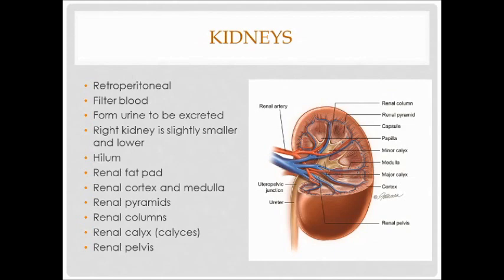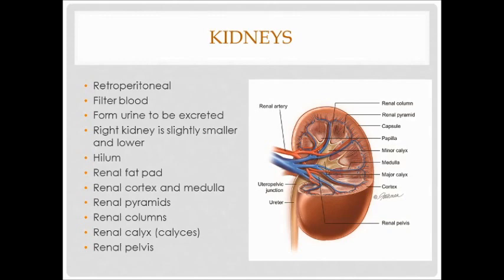The kidneys are located in the retroperitoneal space in the abdomen, which means behind the peritoneum. So we're thinking behind the intestines, behind the abdominal organs in general. The function of the kidney is to filter blood. A lot of people think of the kidneys as something to do with urine, and it does form urine to be excreted, but its main job is to filter the blood that goes through the body to get rid of all of the toxins.